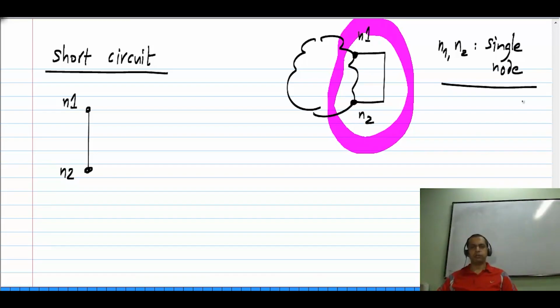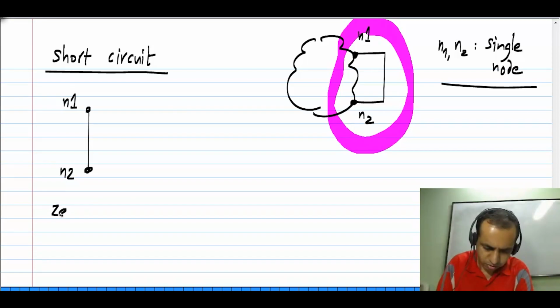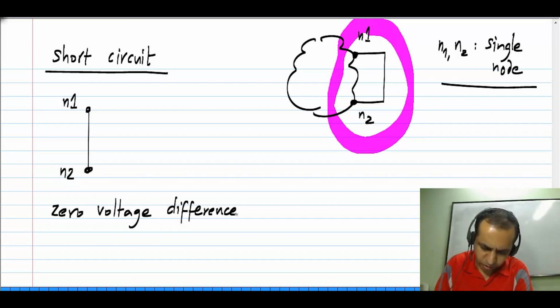We don't even consider two separate nodes, but many times, in the course of analysis, we would have considered two separate nodes and there happens to be a short circuit between them. All these are possible. So we'll look at the nature of this short circuit. It's quite trivial really, but we'll still look at that. So what does a short circuit between N1 and N2 mean? It means that there is zero voltage difference between the two nodes.